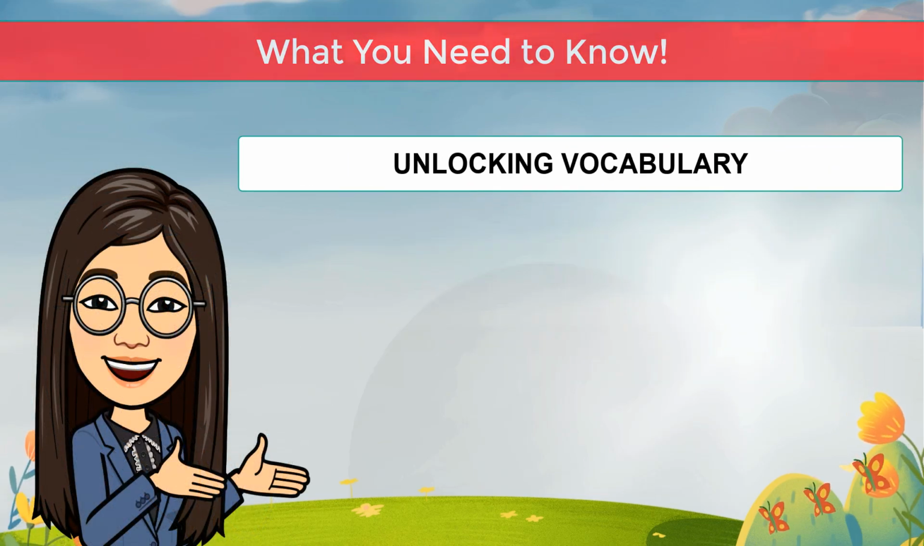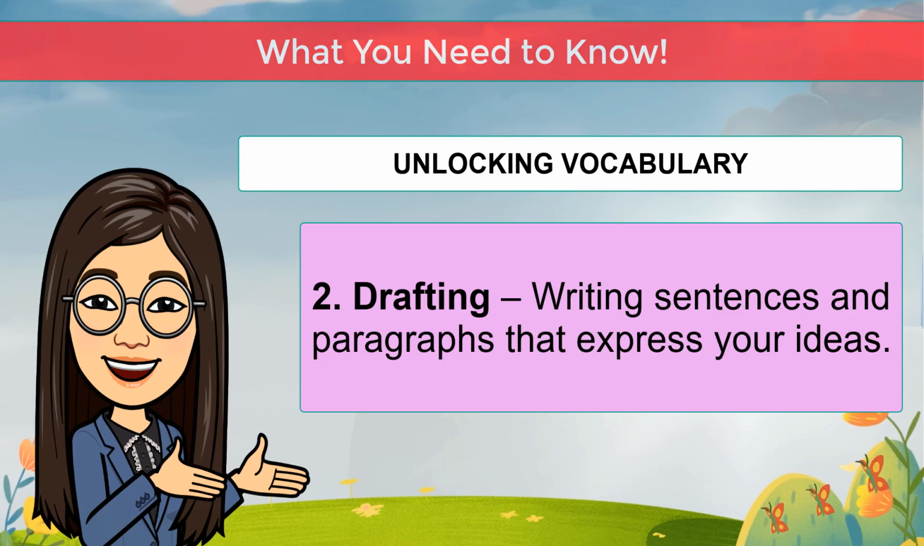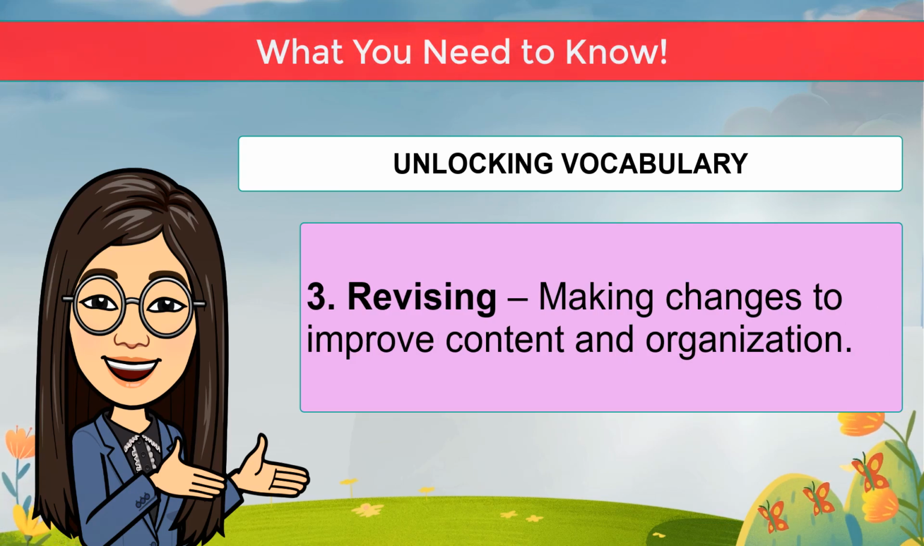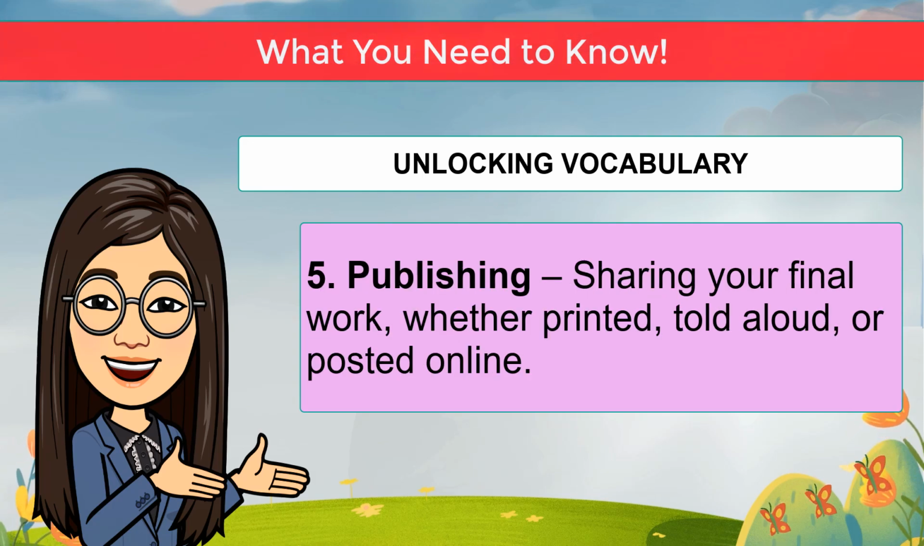Unlocking vocabulary. Here are some key terms you'll encounter. 1. Pre-writing. Activities like brainstorming and gathering information before drafting. 2. Drafting. Writing sentences and paragraphs that express your ideas. 3. Revising. Making changes to improve content and organization. 4. Editing. Checking for grammar and spelling errors. 5. Publishing. Sharing your final work, whether printed, told aloud, or posted online.